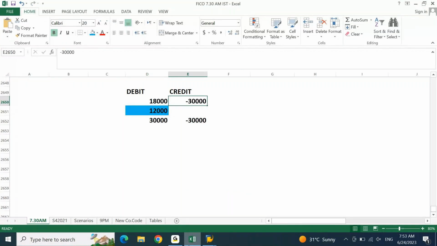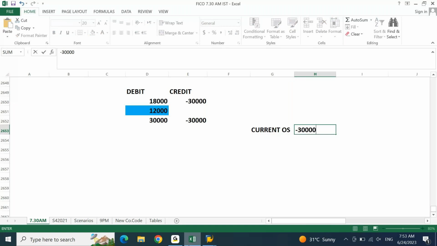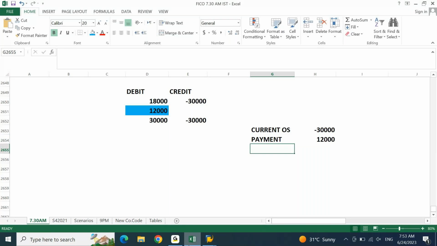You look at this, your current outstanding is 30,000. Correct? Yes, sir. You are making a payment of 18,000. Balance is 12,000. Am I correct? Agree with me? Yes, sir. Now, is this 12,000 already there in the vendor account, or are you trying to add it to the vendor account, or trying to remove it from the vendor account?